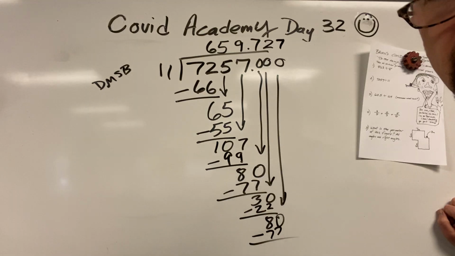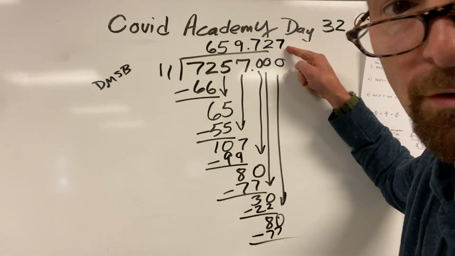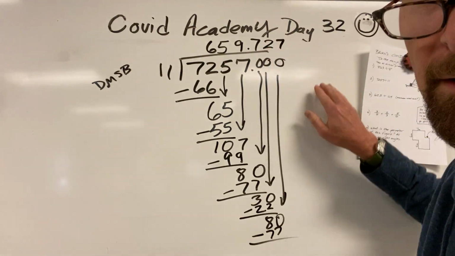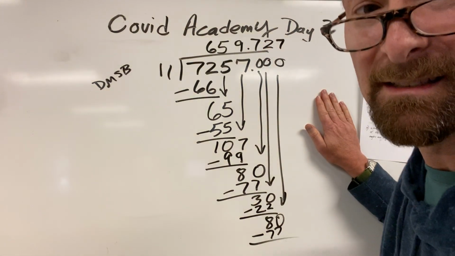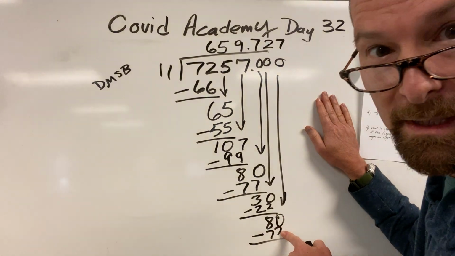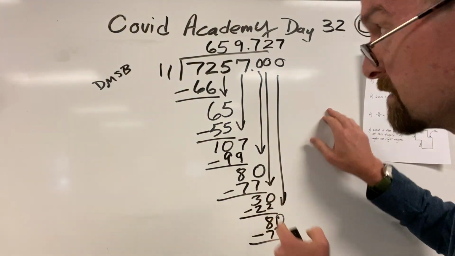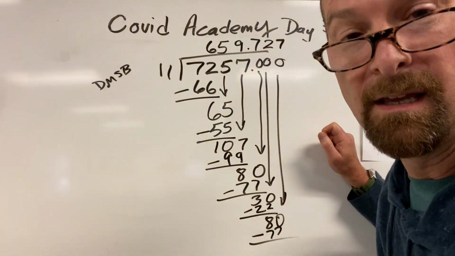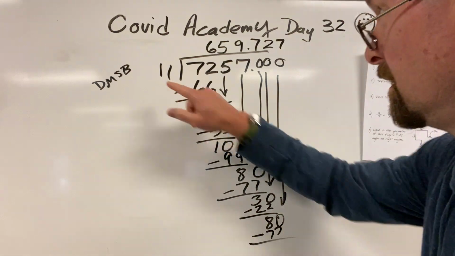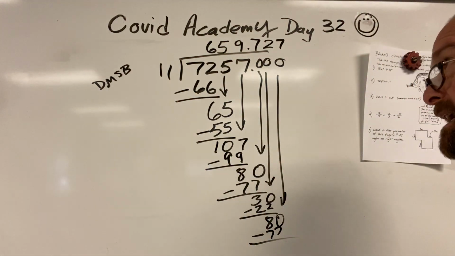77, you're done, right? Because I said 3 decimal places. You could keep going, and eventually you'd start to see a pattern. Looks like a pattern already, doesn't it? It does. It repeats itself. Because 80 minus 77 is going to get us a 3, which is just like this 3 that we subtract. So it's just going to go 7, 2, 7, 2, 7, 2. Because when you divide by 11s, it does make a pattern. Most numbers do. Okay, but that's your answer, 659.727.